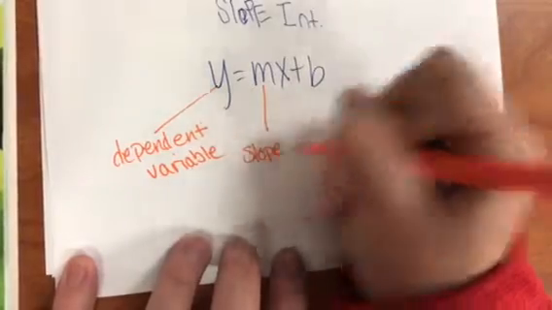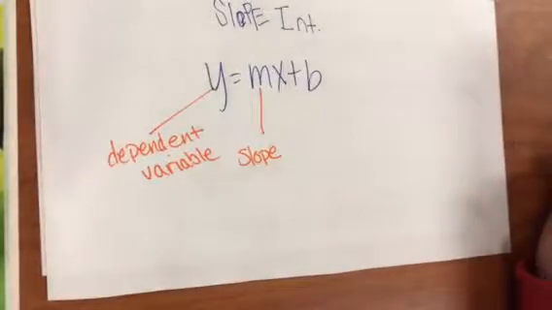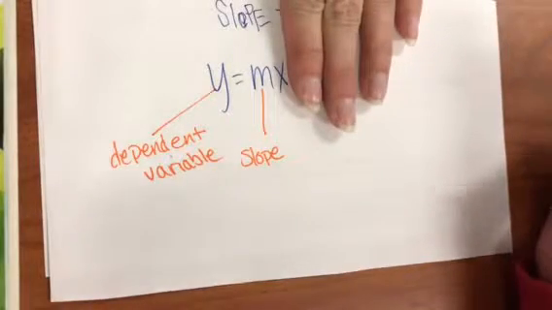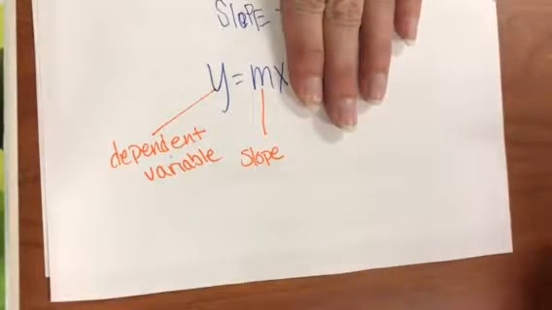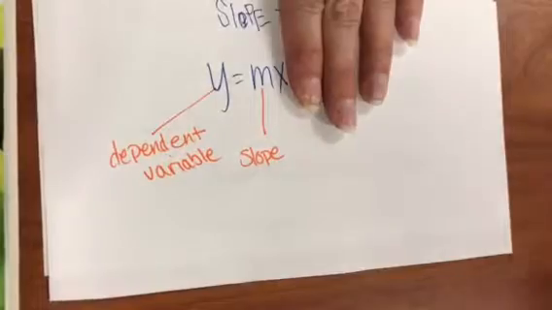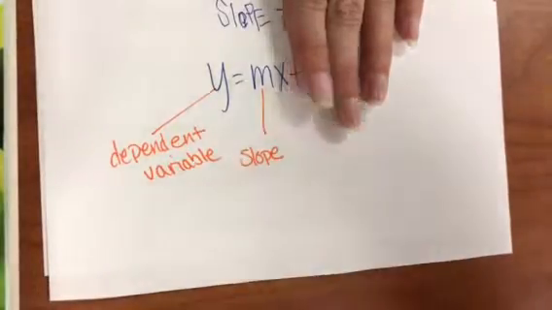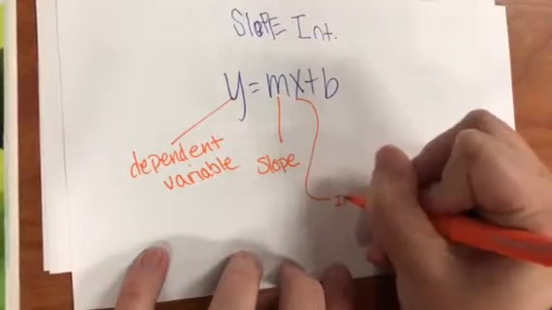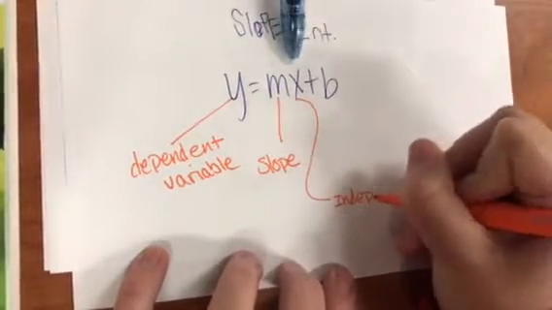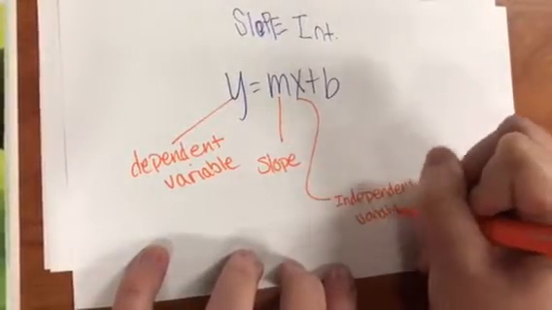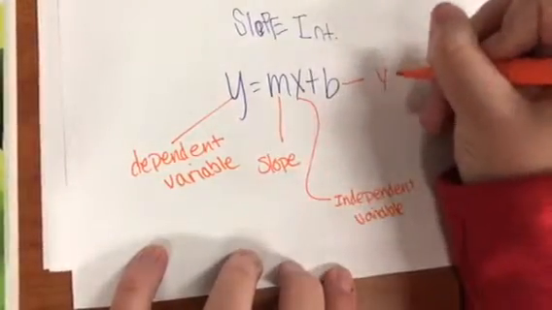If you remember when we did our proportional relationships, doesn't that look a whole lot like y = kx? If we had a k in there, it would be your constant of proportionality, which is your slope. So the constant of proportionality is the same as your slope. X is your independent variable. Whatever this is going to affect this. And then b is your y-intercept.